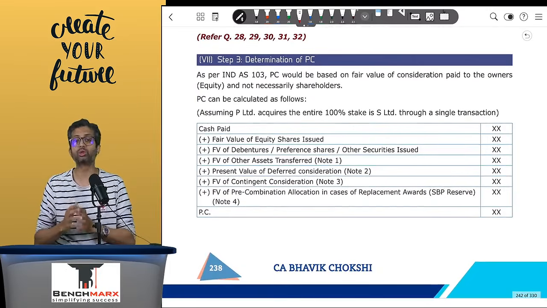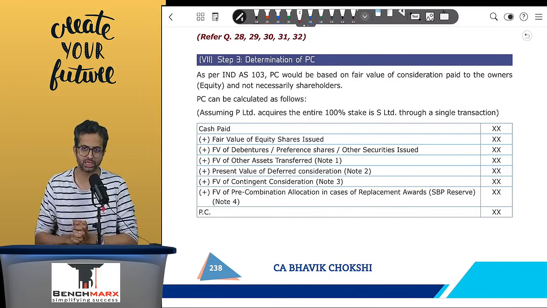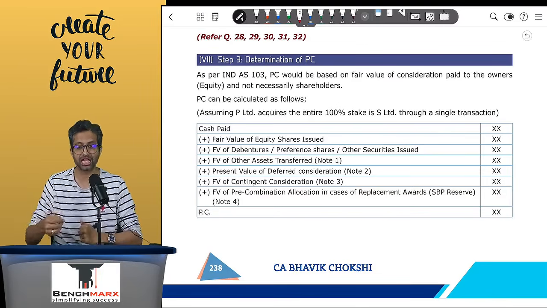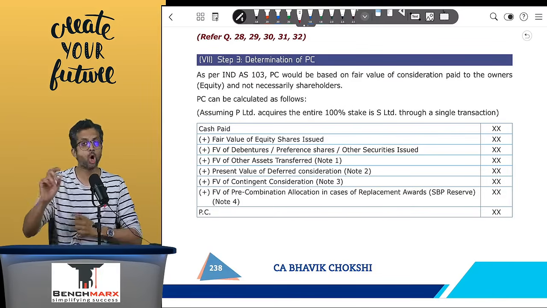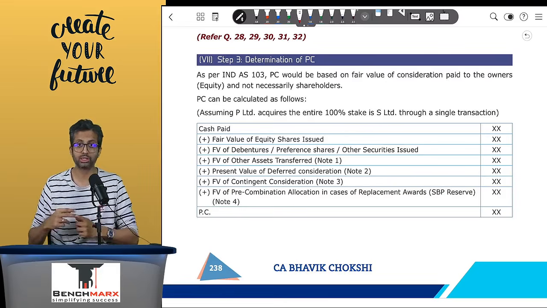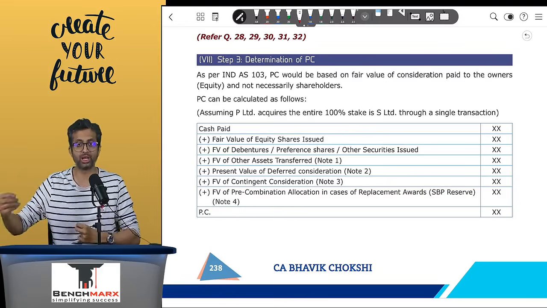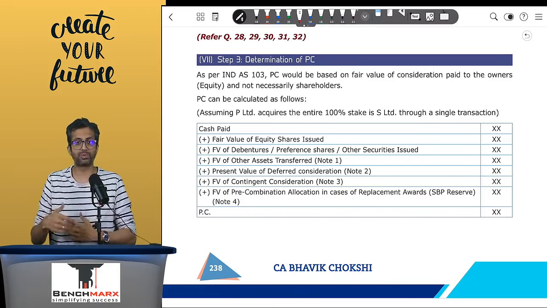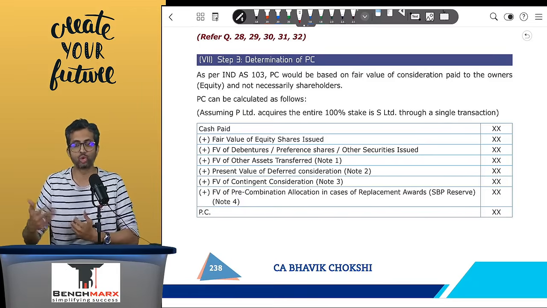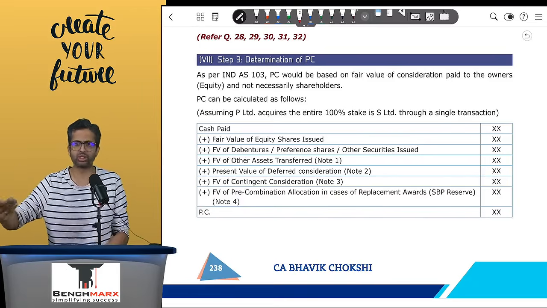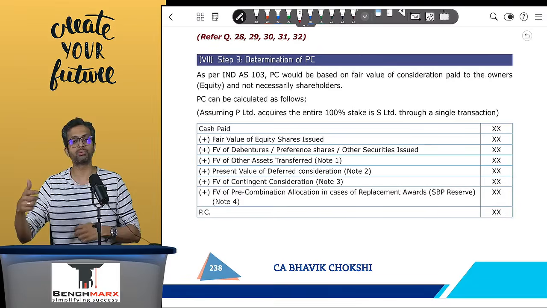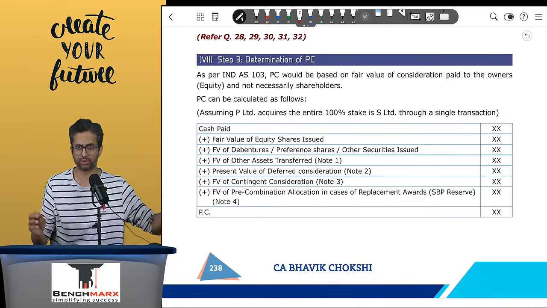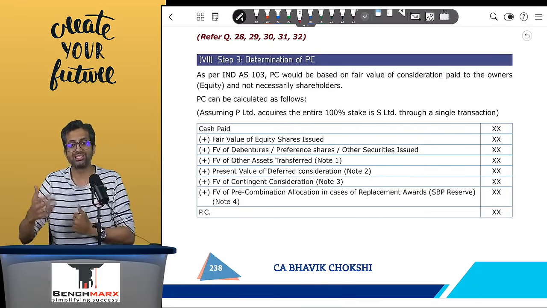Then you dive into the most important parts of this topic, which is determination of purchase consideration. PC is determined as payment made to the owners of the selling company. Owners can be equity shareholders. Owners can be ESOP holders as well, because SBP reserve is classified within a part of equity. However, if preference shareholders are shown as a part of liabilities, they are not owners. They are similar to debentures, in which case payment made to preference shareholders may not necessarily be a part of PC. And hence PC is a payment made to owners.